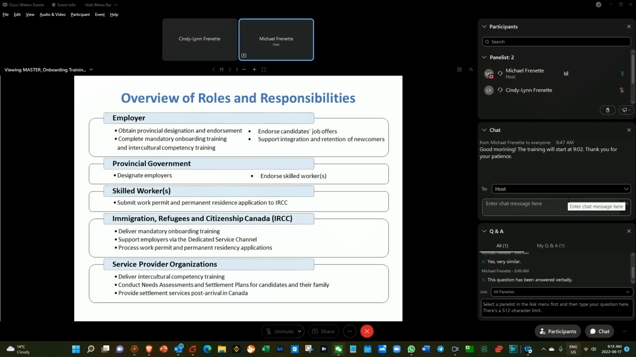The Atlantic provinces also play a key role in the application process as they are responsible for the designation of employers and the endorsing of job offers for your candidate. The candidate you select will need to gather all necessary documents and submit their immigration application to IRCC. IRCC on their end will process your candidate's immigration application as well as provide you support through the dedicated service channel. And last but not least, the settlement provider organization in your area and overseas provide your candidate and their family members with services and support to assist them with arrival and integration into the community.